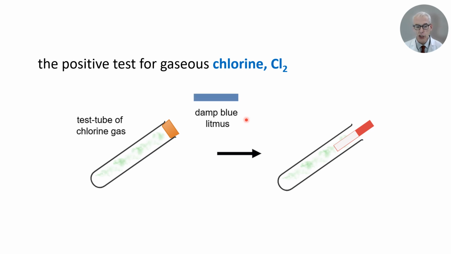Insert that into the tube of chlorine gas or into a source of chlorine gas. The blue litmus paper will initially turn red and then bleaches. You may not catch the red coloration. The definite result is the bleaching of the color from the litmus paper.